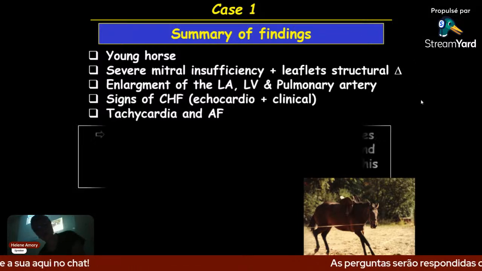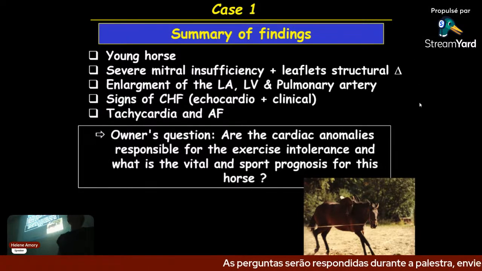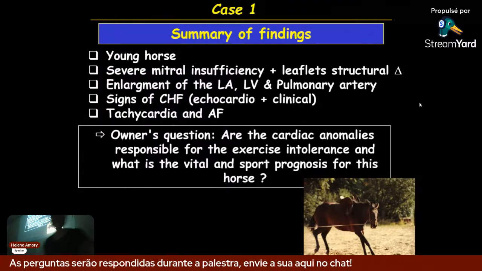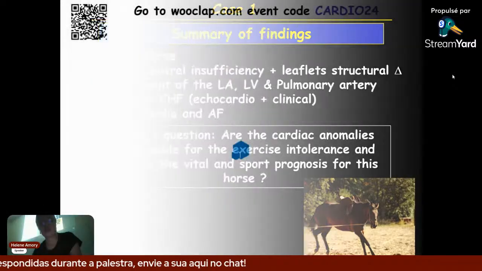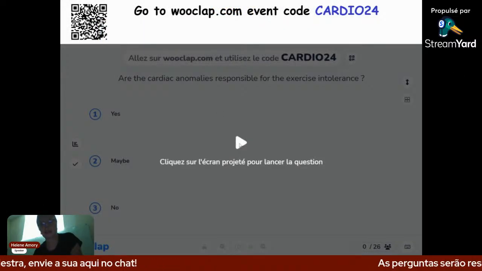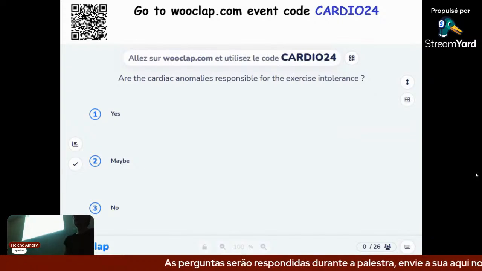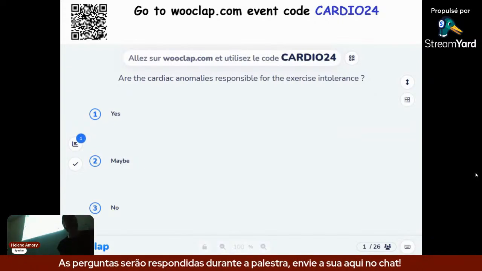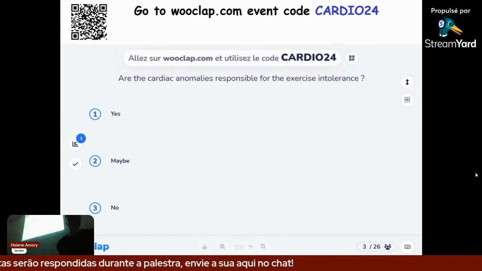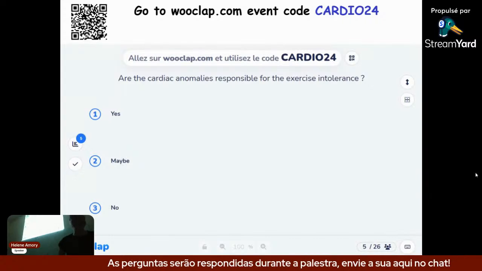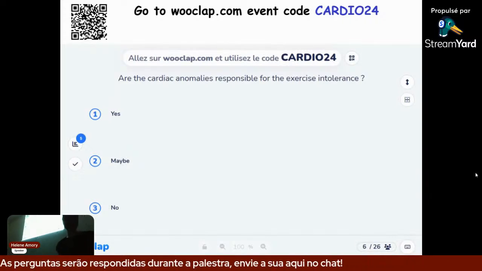Well, thus we have to answer the owner's question. Do you think that this is responsible for the exercise intolerance of the horse, and what is the prognosis? What would you say in this case? First, are the cardiac abnormalities responsible for the exercise intolerance? Or do I have to do other exams to explain why this horse is exercise intolerant? Yes, maybe, or no? Easy. You have only 3 possibilities. What would you say? Let's try.